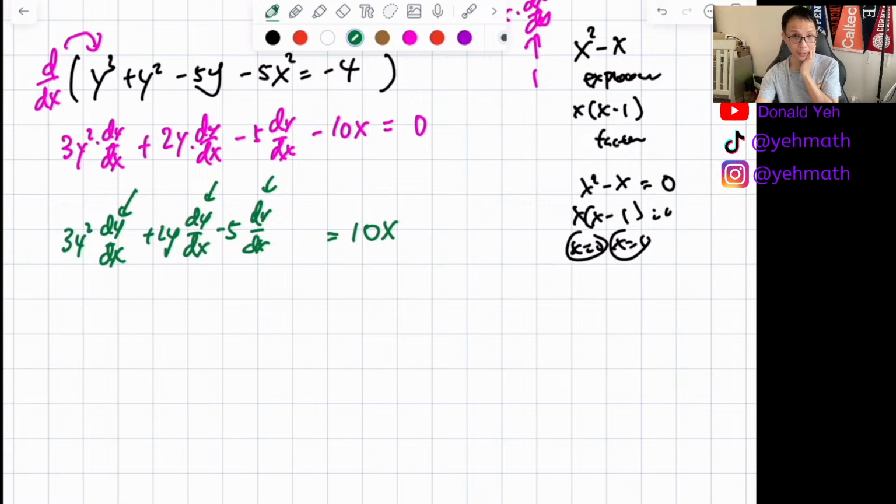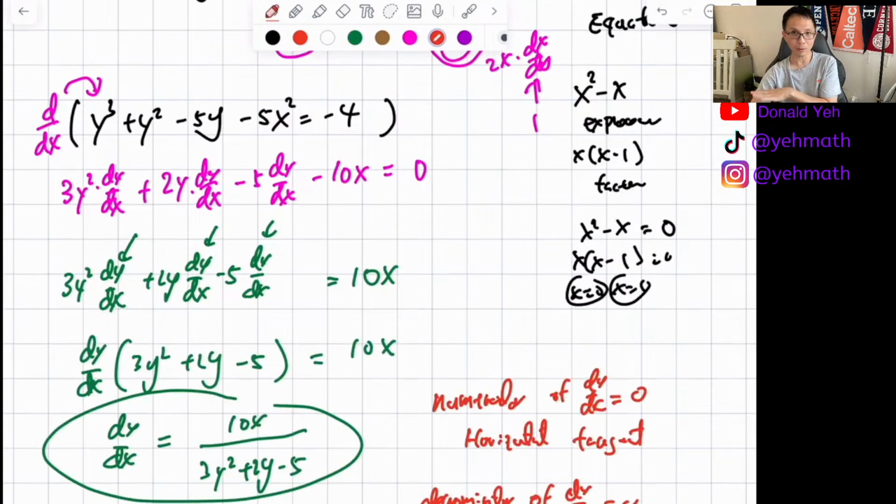So if I want to find a horizontal tangent here, it's going to happen at x equal to 0, because you can set 10x equal to 0, so x equals 0, and then you plug x equal to 0 into the original function and solve for y. Even though y is almost impossible to solve by hand, you might need a graphing calculator. You get y cubed plus y squared minus 5y equal to -4. You move everything to one side and use a graphing calculator to solve it, but that's that.